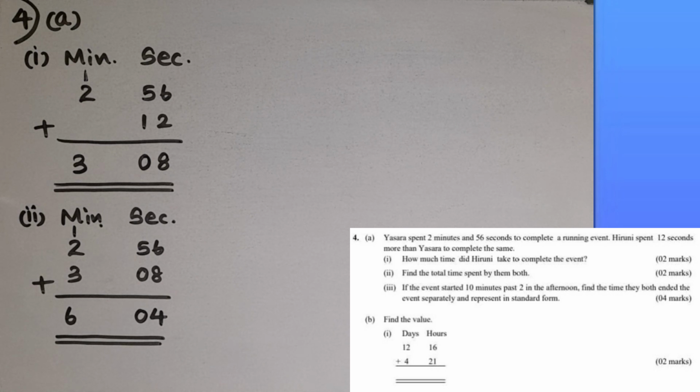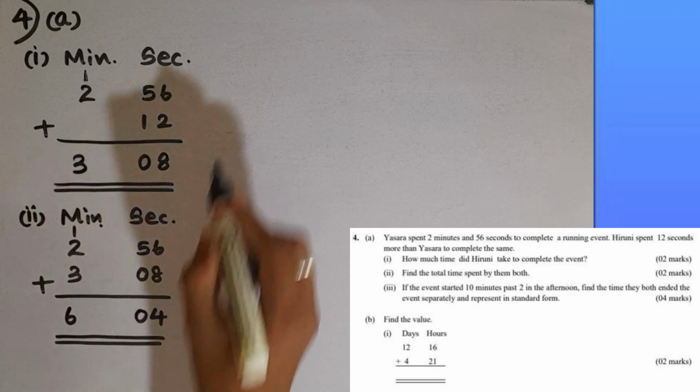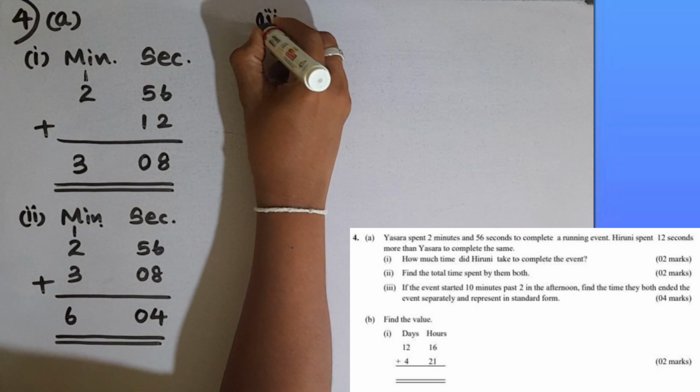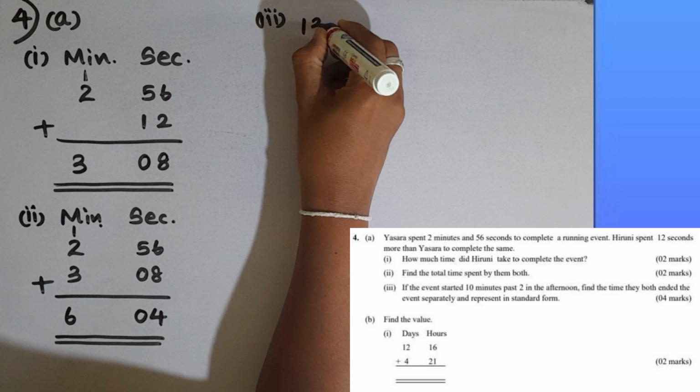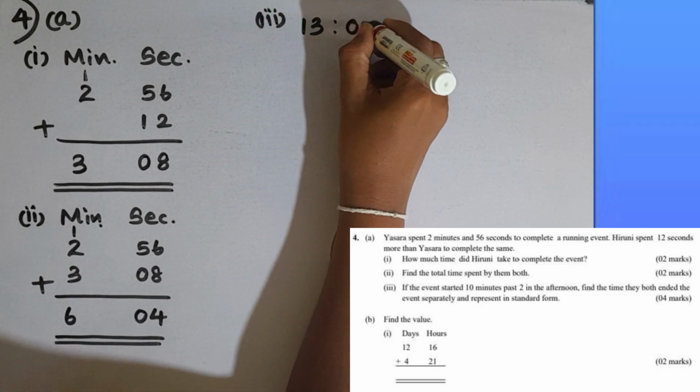Then question number 3. If the event started 10 minutes past 2 in the afternoon, find the time they both ended the event separately and represent it in the standard form. How to find that? 10 minutes past 2 means 2:10 p.m. If you write it in the standard form, 14 hours, then 10 minutes.